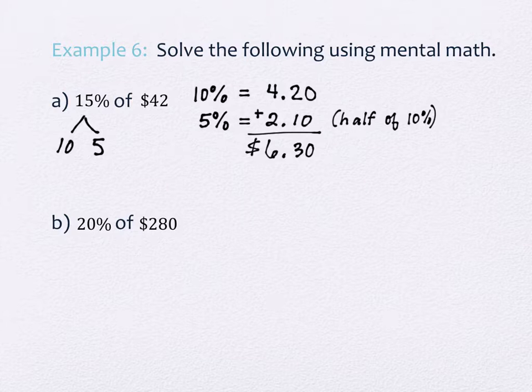The next one, 20%. What could we do to get 20% easily? Yeah, 10% and add it to itself or double it, right? So what would 10% of 280 be? Yeah, 28. And then you can either think I'm going to double that and multiply by 2, or you can think that you're going to add it together with itself. Either way is fine. And what will be your result? Yes.